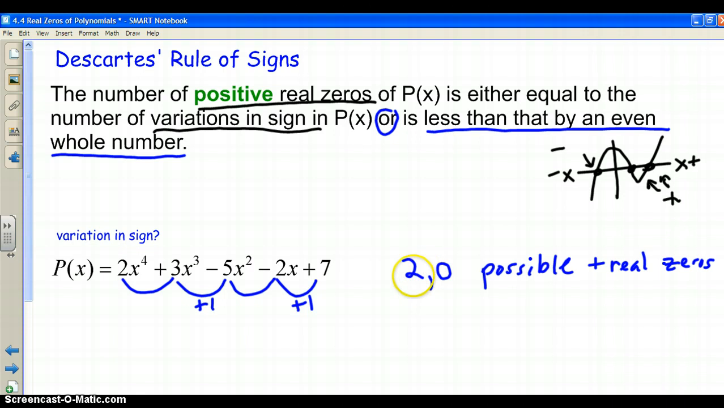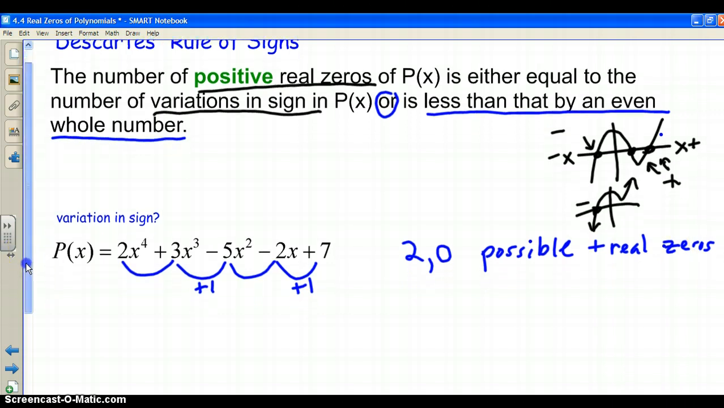There are either 2, maybe the graph looks something like this, positive real zeros, or maybe the graph looks like this, and it doesn't cross the positive x-axis at all. Maybe it has a negative real zero right here, but no positive real zero. So that's the other possibility, 2 or 0 possible real zeros.